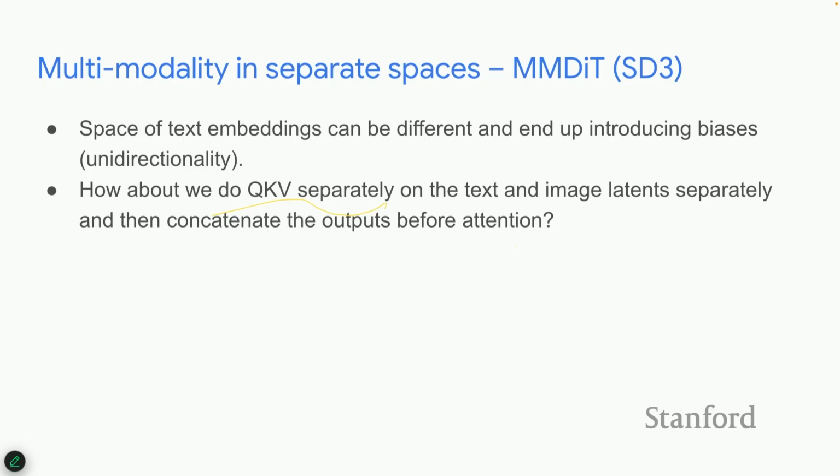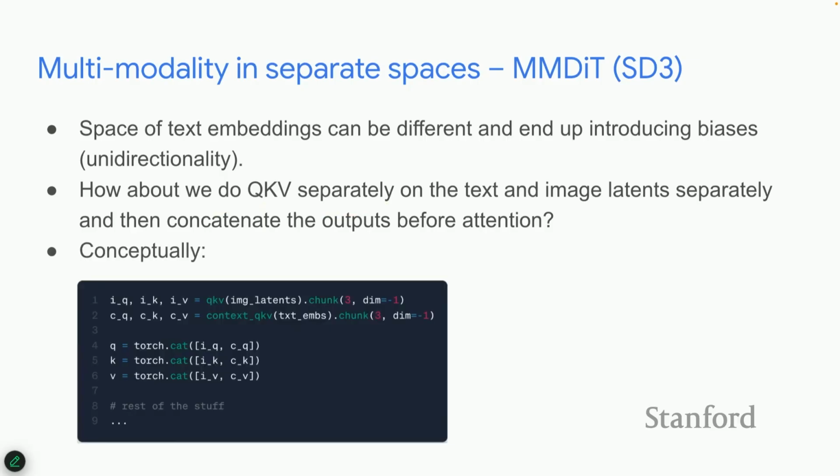So one idea could be to do QKV projections, but separately. Like you do QKV projections on the text embeddings, and you also maintain another set of QKV projection parameters for your noisy latents. And then you concatenate them before you compute the attention. So you operate on a concatenated representation before you actually do the attention. And conceptually, this becomes basically this. So you project your QKV stuff on your image latents separately from the text embeddings. You concatenate them before you actually compute attention. So this is basically it.